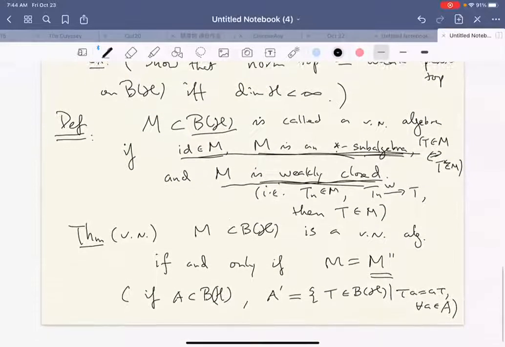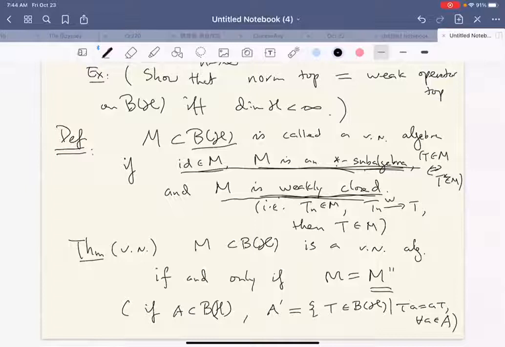Feng, do you need to require M to have the unit? I just wonder if you can derive the unit from the double commutant. Yes, this is how I define it, right? The identity. So the commutant always contains the unit, right? Oh, good. Okay, thanks.